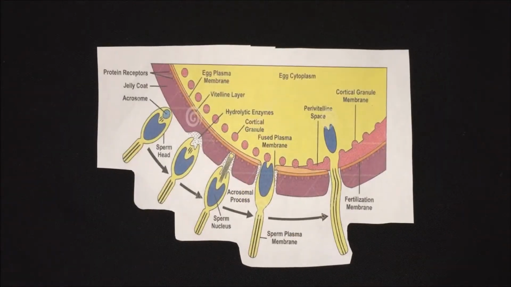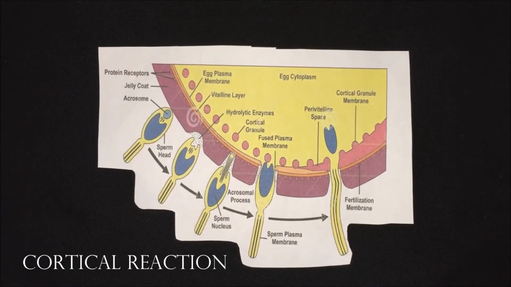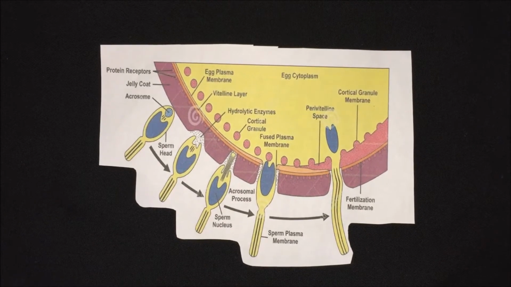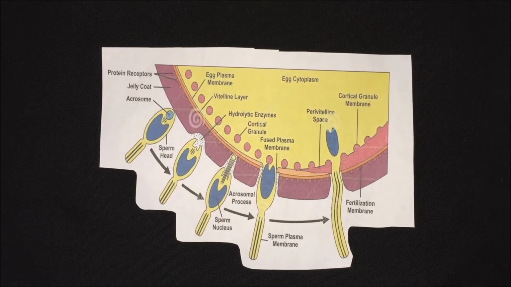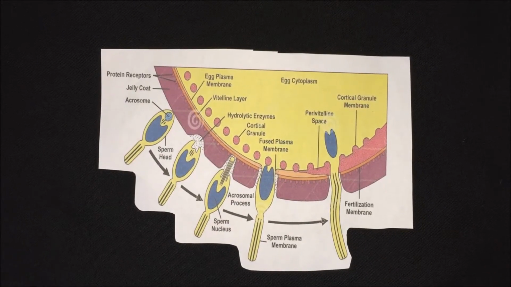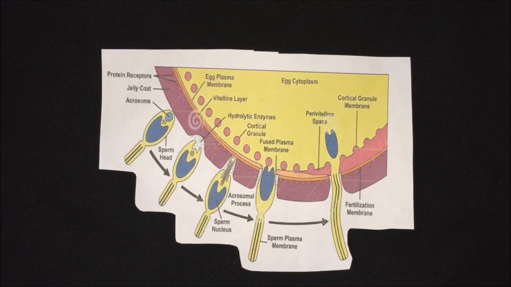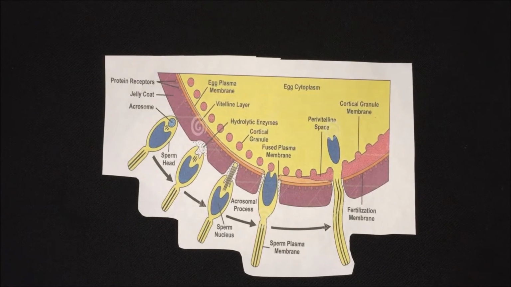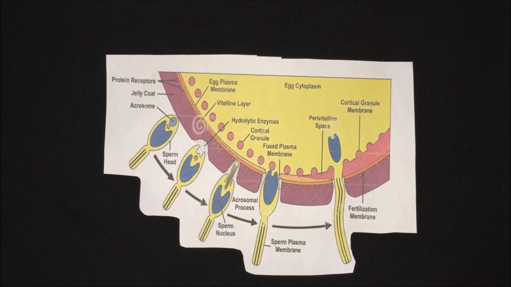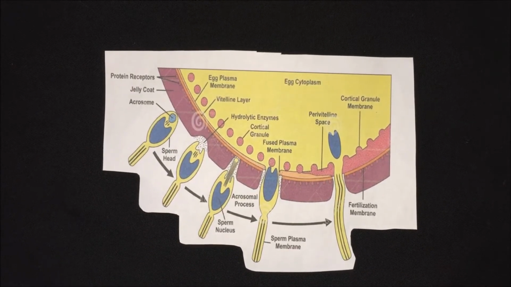The third stage is the cortical reaction. Fusion of egg and sperm plasma membranes triggers release of Ca2+ from the egg's endoplasmic reticulum into the cytosol. High concentrations of Ca2+ cause cortical granules to fuse with the plasma membrane and release their contents into the zona pellucida. Enzymes from the granules thicken and harden the zona pellucida. This resists entry of additional sperm.